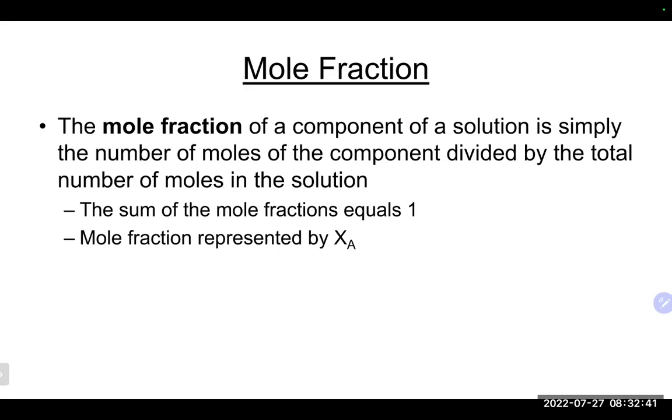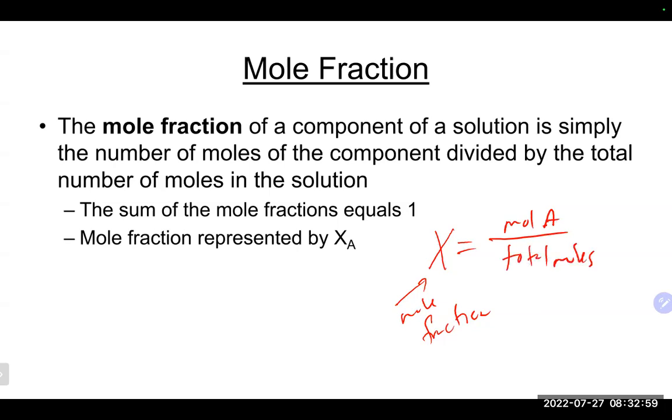The mole fraction is basically like a percentage without multiplying by 100. It is represented by the X, which is our mole fraction, and that is the moles of what you're interested in, I'll call it A, over the total moles that are there. So we do see mole fraction in some colligative properties that we will see here in a second.